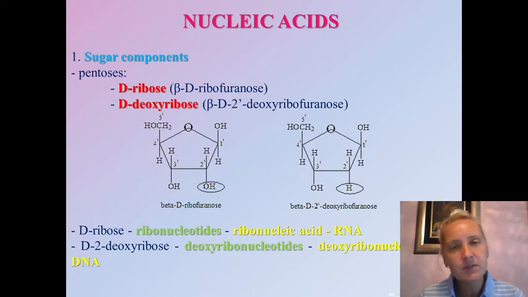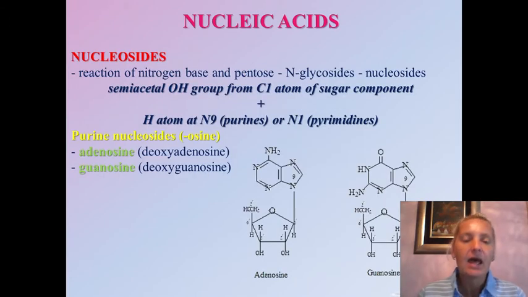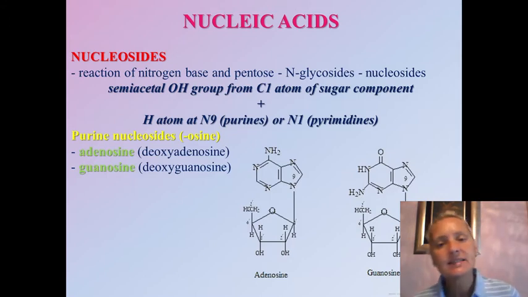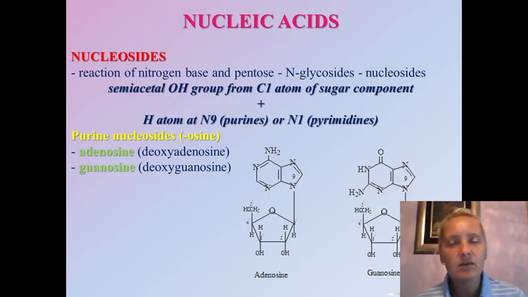So D-ribose is found in the structure of ribonucleotides, and they are building bricks of ribonucleic acids, RNA, and D-2-deoxyribose tends to form deoxyribonucleotides, and deoxyribonucleotides are found in deoxyribonucleic acid or DNA. When a nitrogen base attaches to the sugar component, then nucleosides are formed.